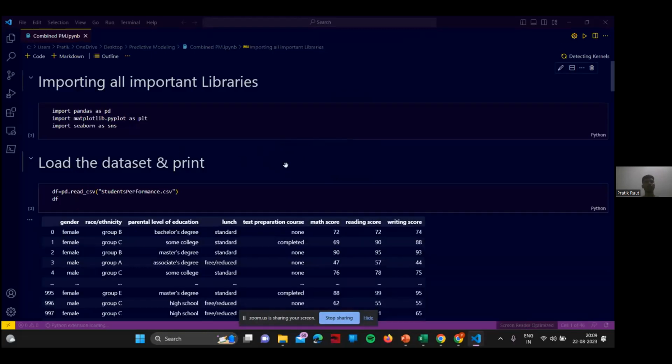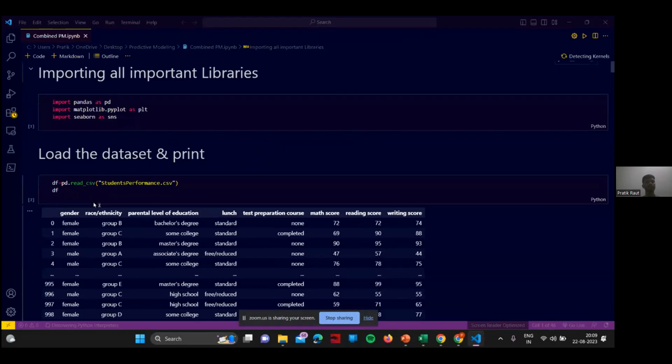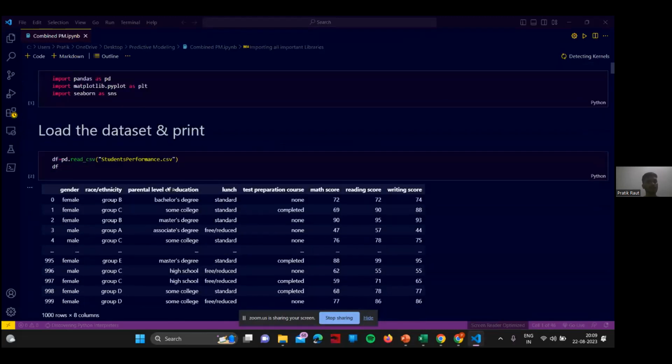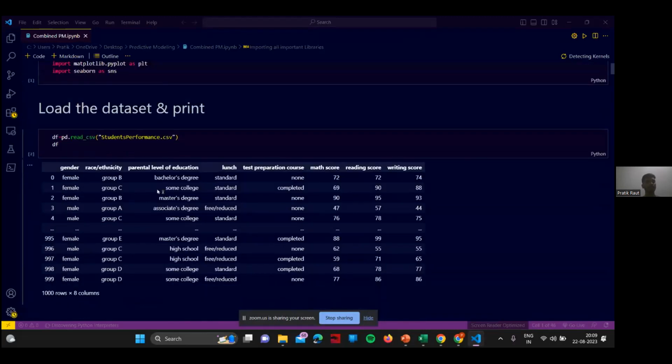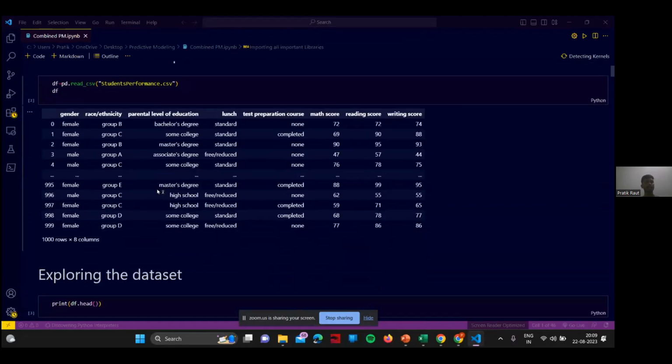First of all, importing all the libraries required for the further process, that is pandas, matplotlib, and seaborn. Then load the dataset with the pandas library, that is student performance .csv. Here we can see our data is loaded and printed. Then exploring the dataset.